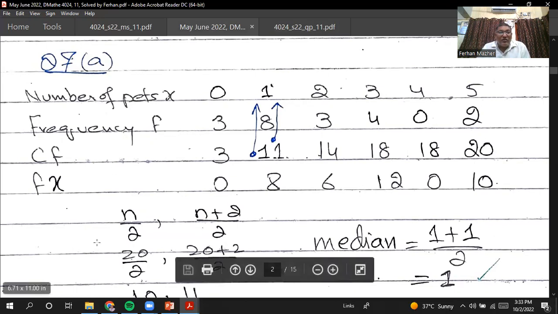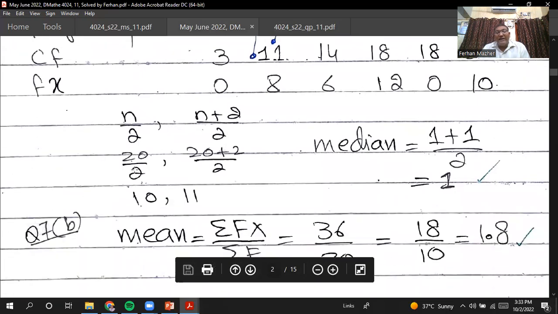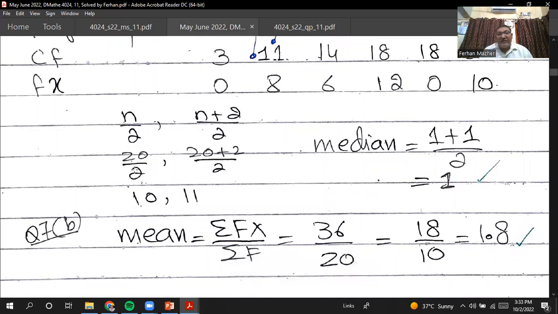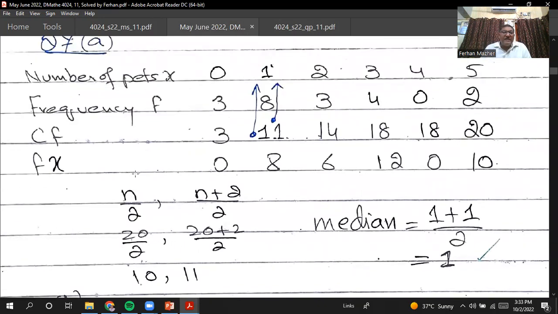Then first of all, I go with this formula: n by 2 and n plus 2 by 2. n means the last number of the cumulative frequency, that's 20. So 20 by 2 will be 10. And 20 plus 2 is 22, 22 divided by 2 will be 11. So the 10th number and the 11th number is the median.